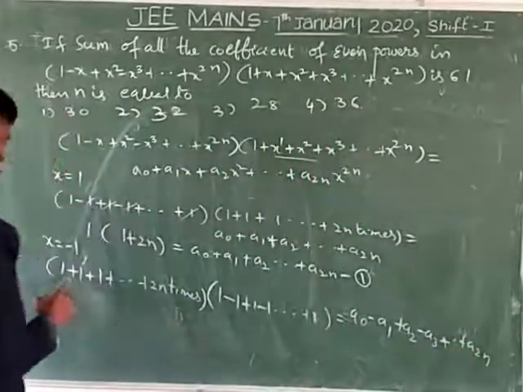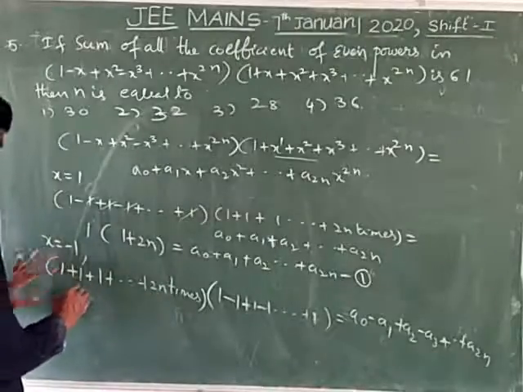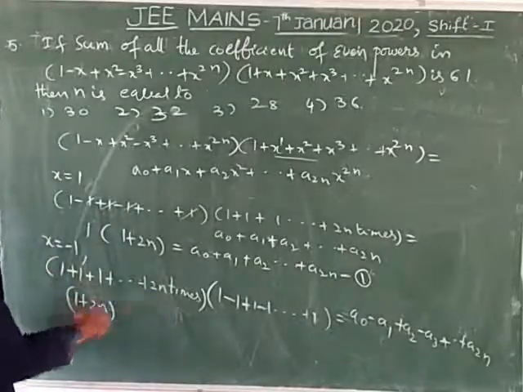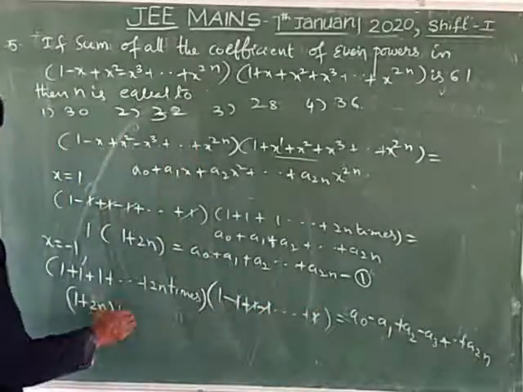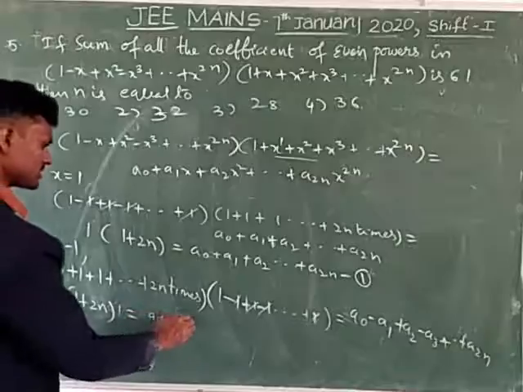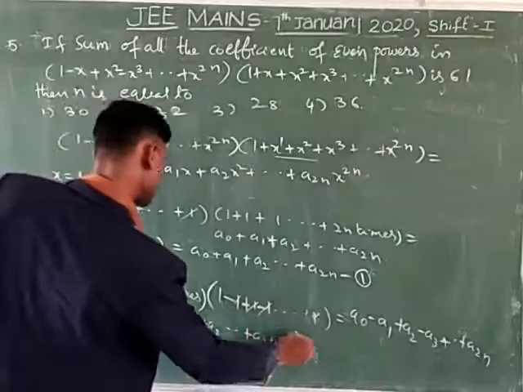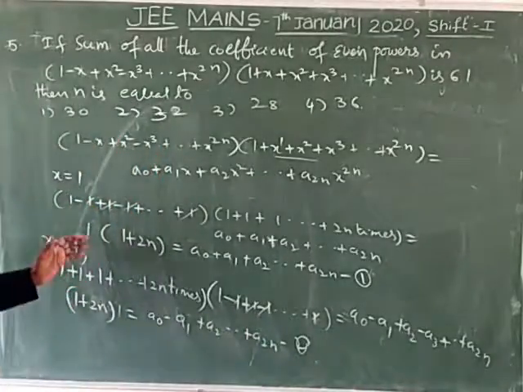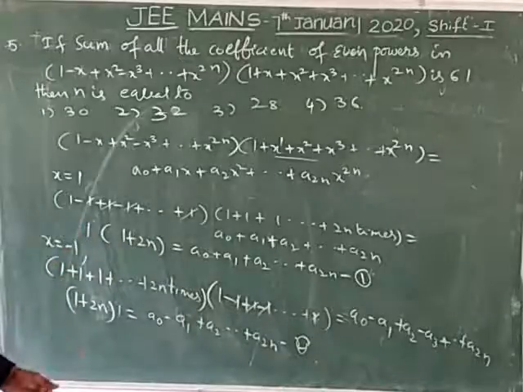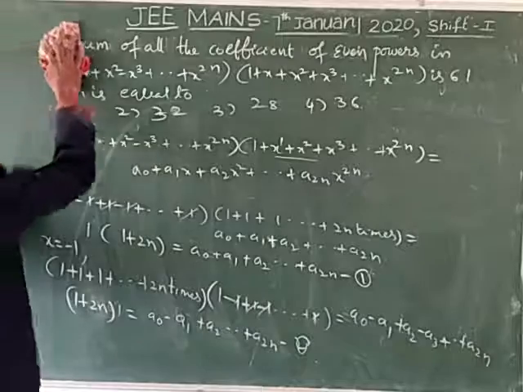Now see here, 1 plus 1 up to so on 2n times, except this one, 1 plus 2n, and all terms are cancelled except the first. Then you have to write 1 is equal to a0 minus a1 plus a2 up to so on a2n. This is equation 2. Now you have to do equation 1 plus 2.